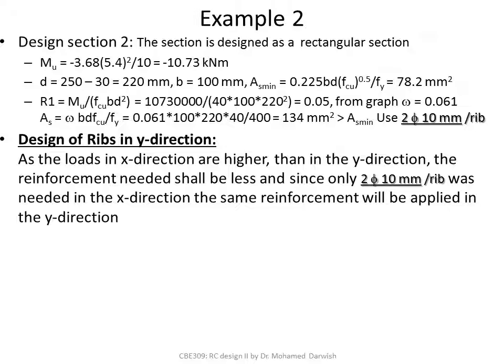Design of ribs in the Y direction, since actually here we used in the X direction, we only needed 2 phi 10 millimeter per rib. In the Y direction, for sure, we will not need anything more than that, because this is the absolute minimum that you could place. So you will also place 2 phi 10 millimeter per rib. And as you could see, this is significantly cost saving.